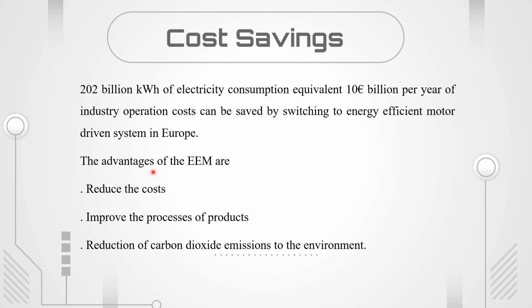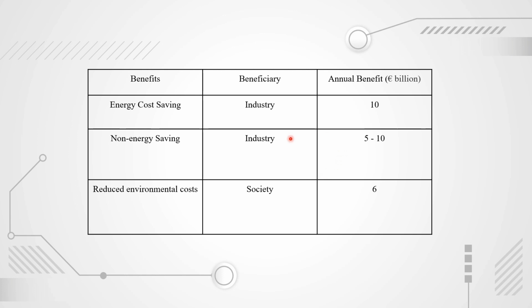So the advantages of the EEM, the energy efficient motor: first, reduce the costs. Next, improve the process of products. And lastly, reduction of carbon dioxide emission to the environment. So this is the explanation of the energy cost saving.